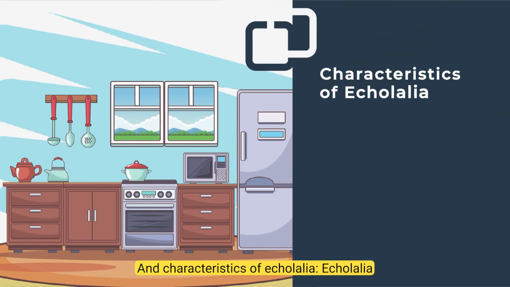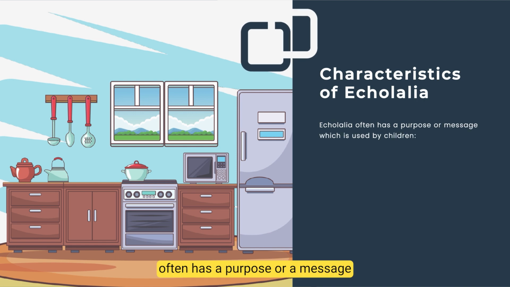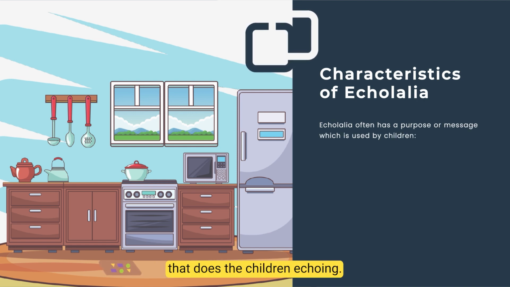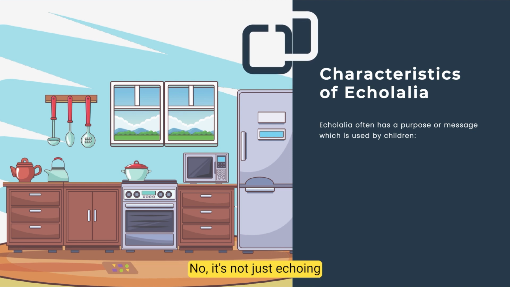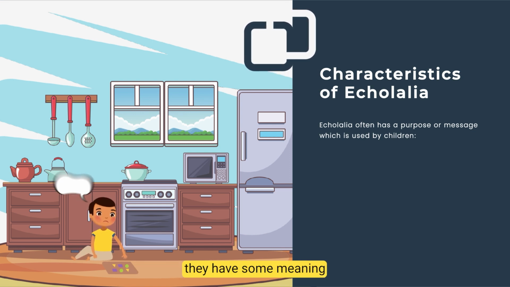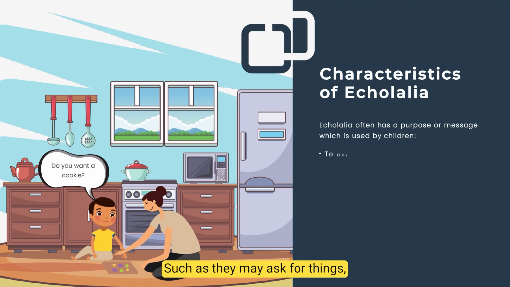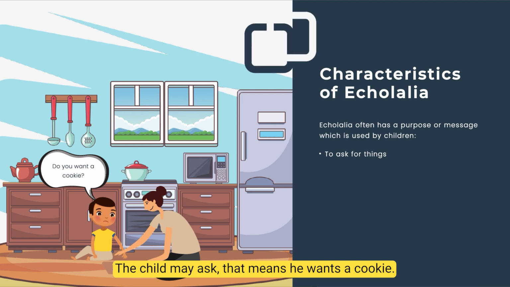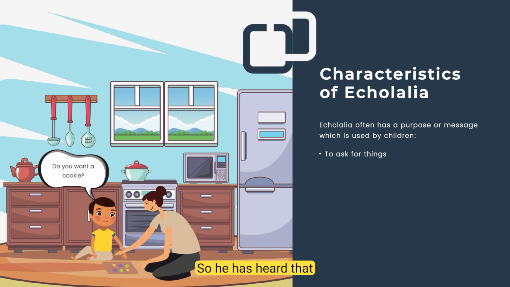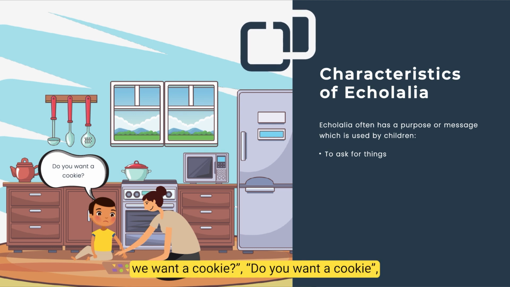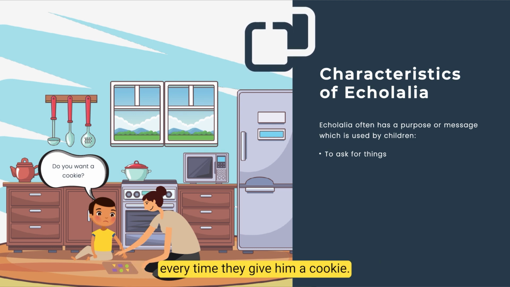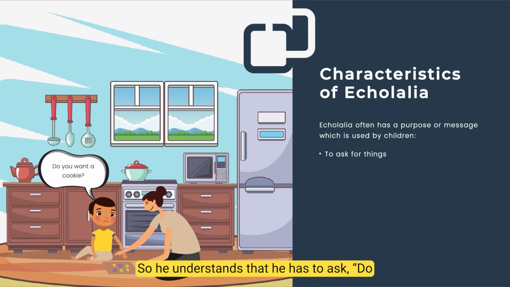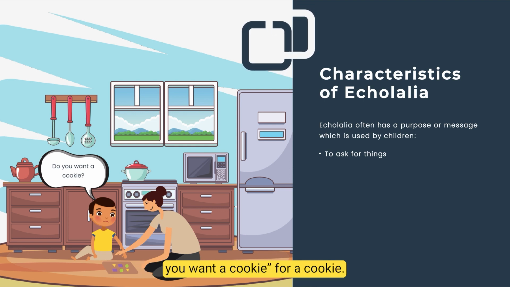And characteristics of echolalia. Echolalia often has a purpose or a message. We often take it as the children are just echoing. No, it's not just echoing. They have some meaning associated with the echolalia, such as they may ask for things, or they may narrate past events or experiences that they had. The child may ask, do you want a cookie? That means he wants a cookie. He has heard people ask, do you want a cookie? every time they give him a cookie. So he understands that he has to say, do you want a cookie, to ask for a cookie.